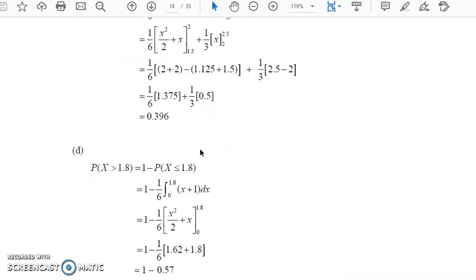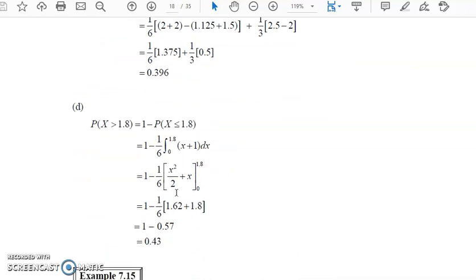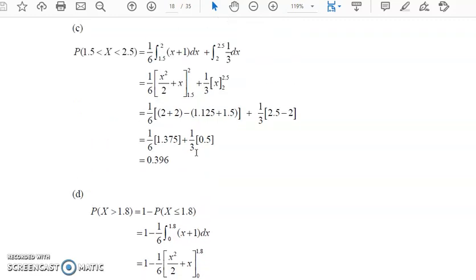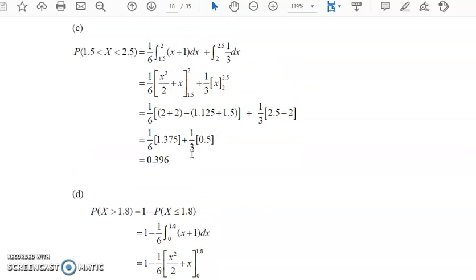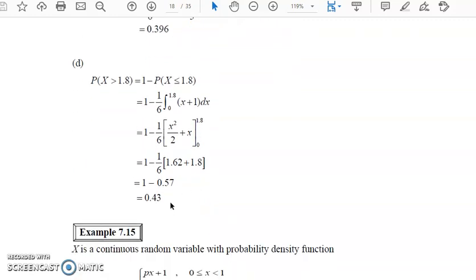But as for this one, question D, you may look at the solution. We have another solution, which is what you can do this way: 1 minus the probability of x less than or equal to 1.8. Just integrate, you just need to integrate only one function instead of two functions as in solution C here. Okay, if you want to try, you may try the other solution for question D here, in the same pattern as solution C. So you already have the answer.